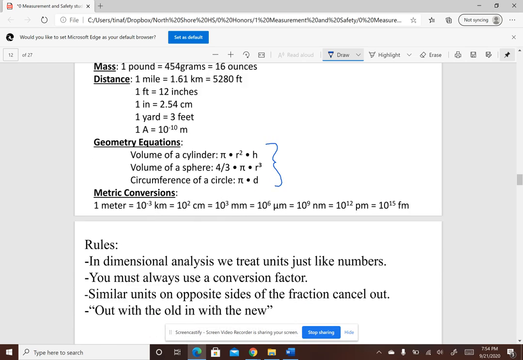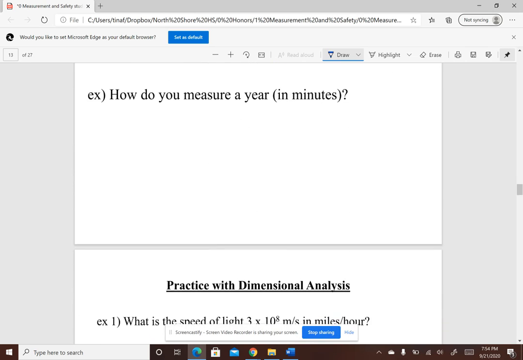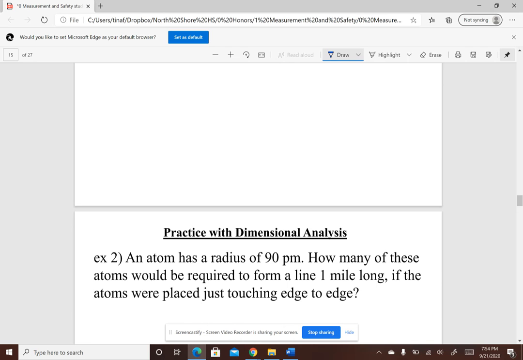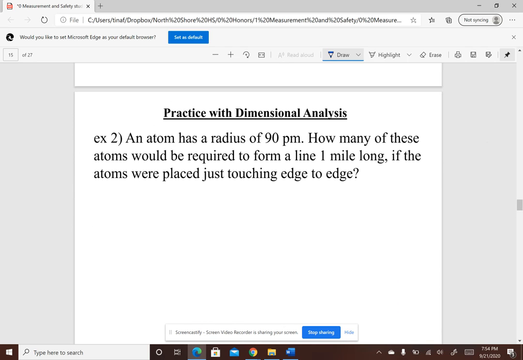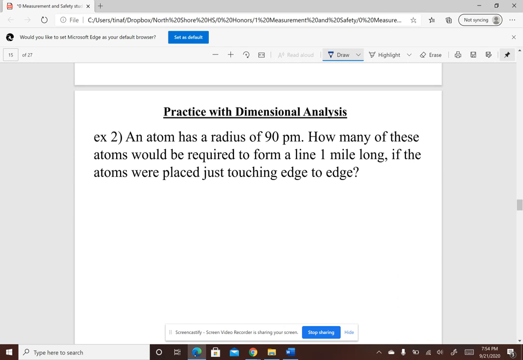Okay, so let's look at this question together. Right away, I see that the question is about an atom, and an atom has the shape of a circle. And they're telling me that the radius of the atom is 90 picometers. So that means from the center of the atom to the edge is 90 picometers.